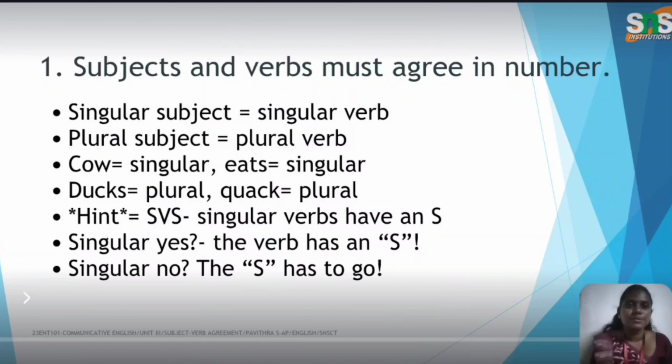Today we are going to talk about an interesting topic, that is subject verb agreement in English grammar. There are a number of rules to be followed when it comes to subject verb agreement. So let us see one by one.